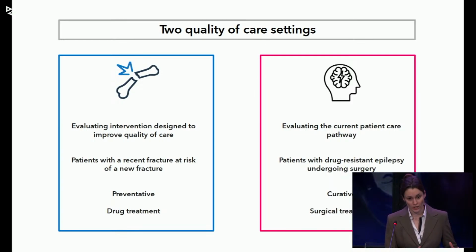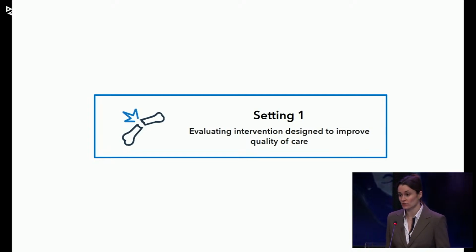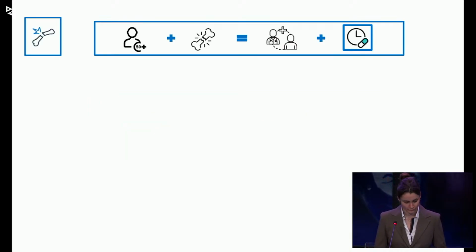Additionally, whilst one setting was focused on patients with a recent fracture at risk of a new fracture, the other was focused on patients with drug-resistant epilepsy undergoing surgery. These 2 settings are also different, as one was aiming to be preventative and the other curative. And whilst one was focused on a drug treatment, the other was focused on a surgical treatment. I will now explain the research we conducted in the first setting, where we evaluated an intervention that aimed to optimize quality of care.